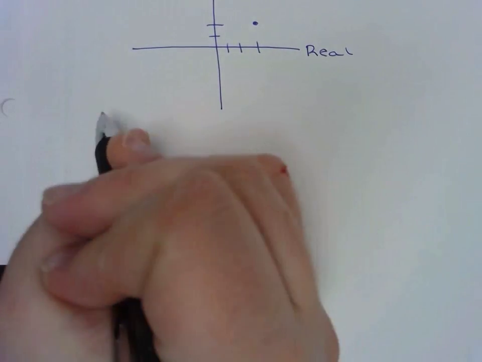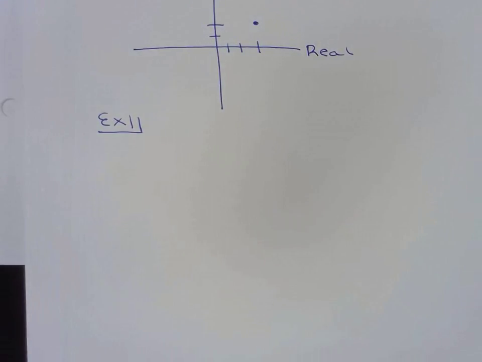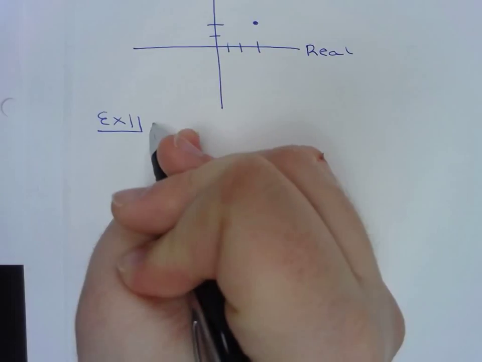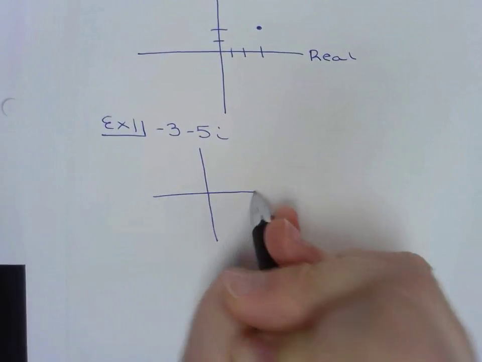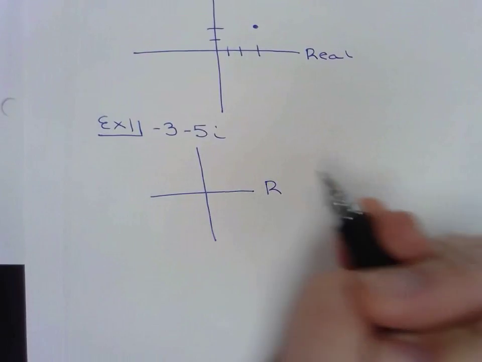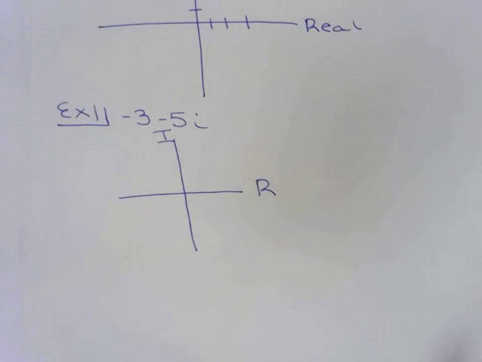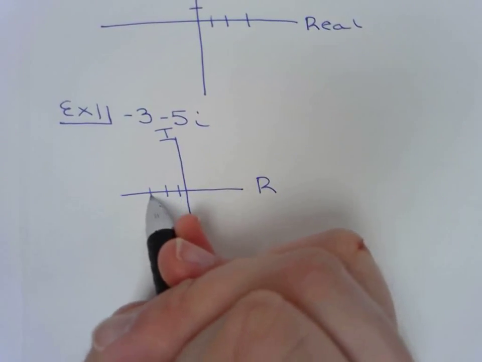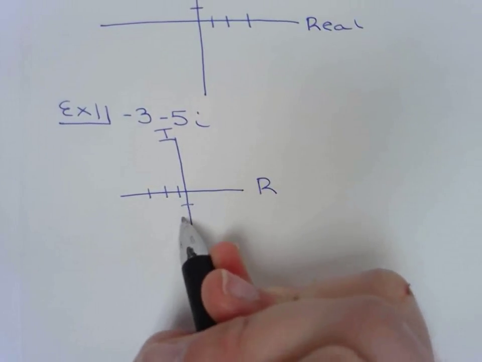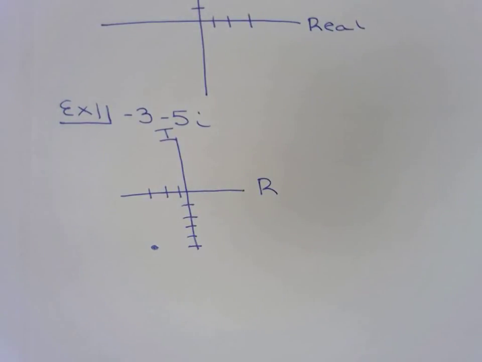Okay, let's look at a couple more examples. Let's look at one like this. What if I have negative 3 minus 5i? Guys, pay attention, please. So negative 3 minus 5i. Real is your x-axis. Imaginary is your y-axis. And all you do is you graph it like you would a normal point. My real part, the part without the i, is negative 3, so I'm going to go left 3. And then my imaginary is negative 5, so you go down 5. So you go left 3, down 5, and that's your point. You graph your real part and then your imaginary part.